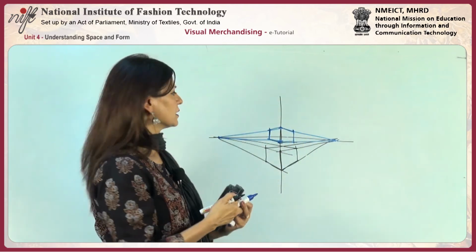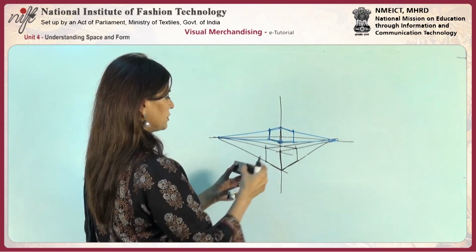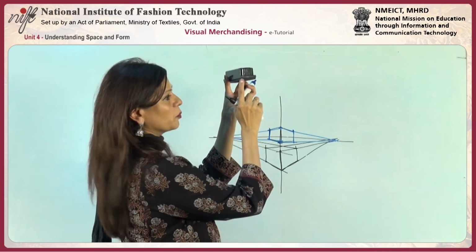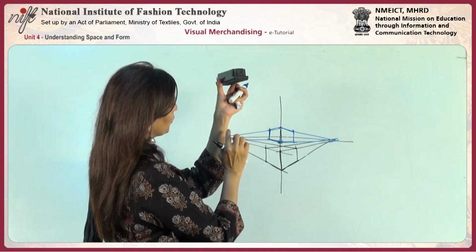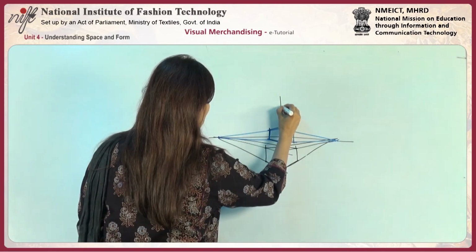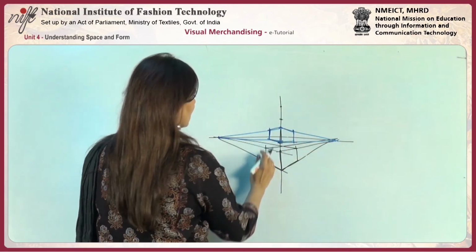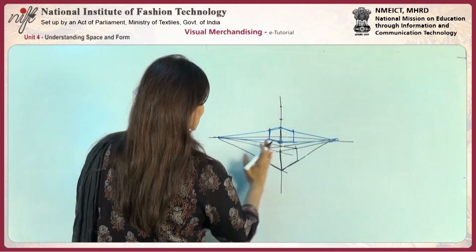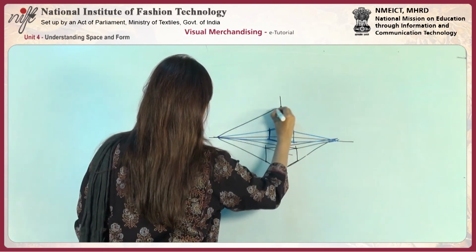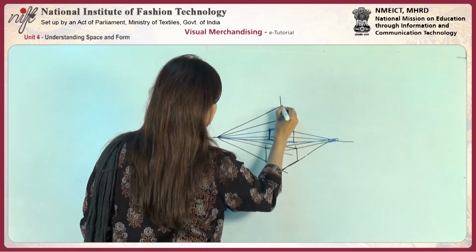Now let us consider the worm's eye view, that is, I am seeing the box when I am at the bottom and I am seeing the box above me. So my box would be above and this is the eye from where I am watching it. So it would be this way.